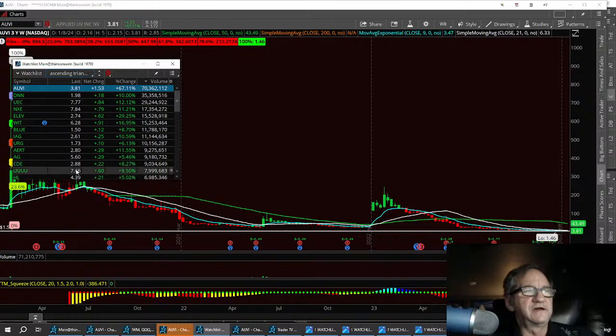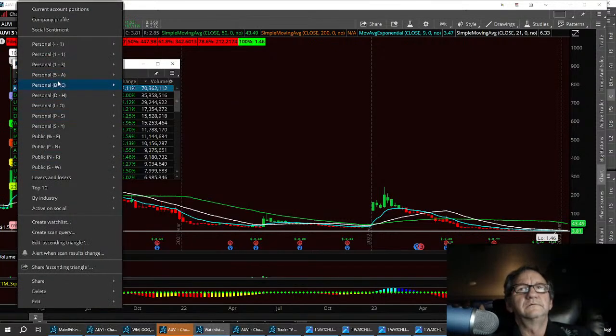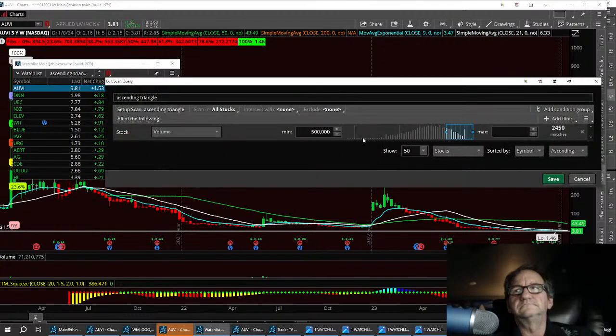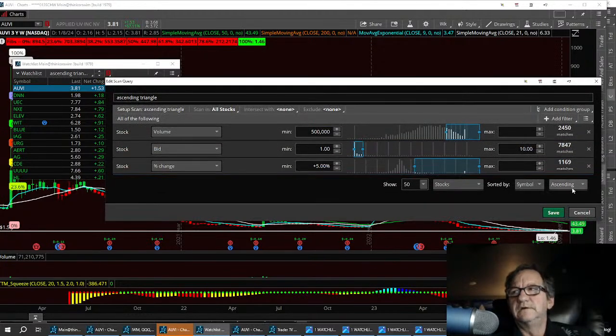I could add a float feature to it. Let me see what else I had on here. And I had it set up for an ascending breakout with 50 to show only 50 of them. So you can put different kinds of descending and ascending. You could have it breaking out or you could have it pulling back. Descending means going down.